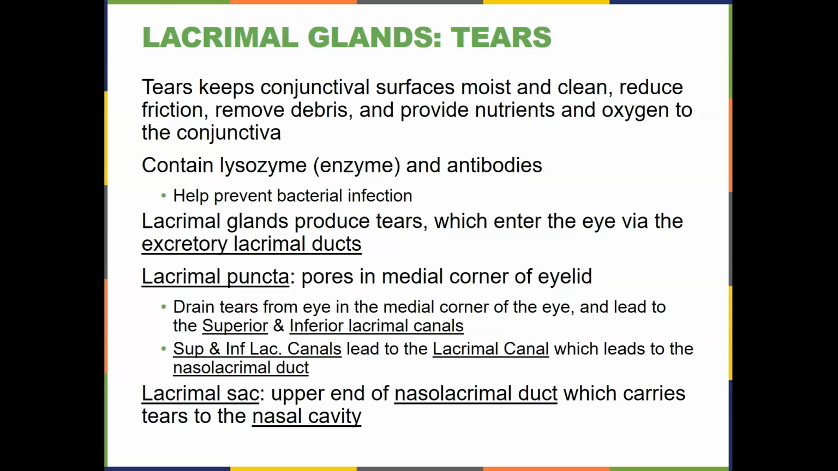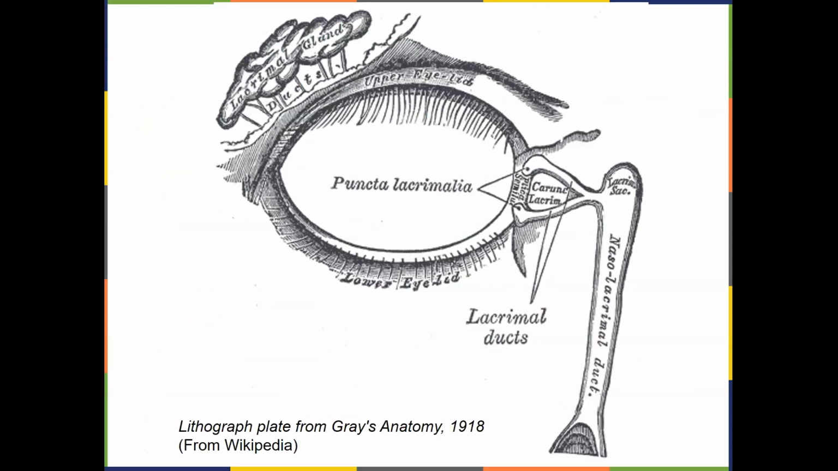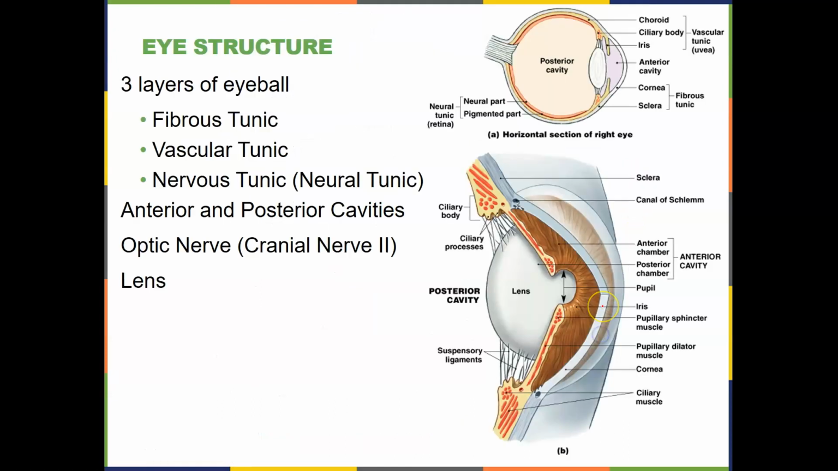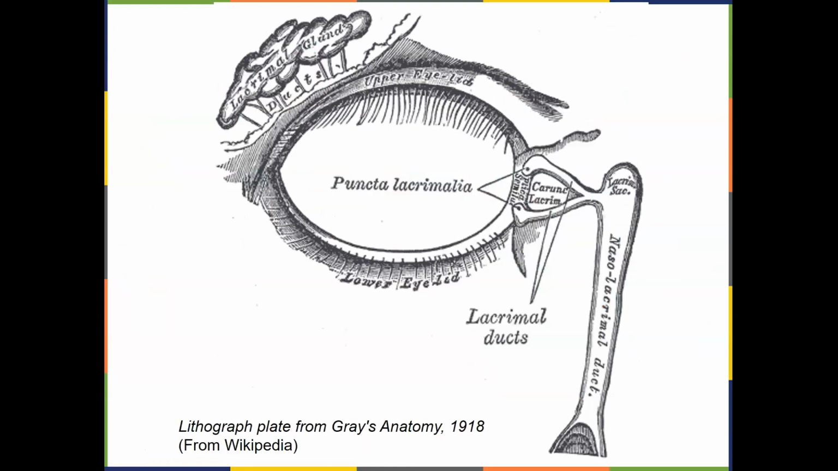The lacrimal sac itself, the upper end, is the upper end of the nasolacrimal duct, and that carries tears into the nasal cavity. So when our eyes tear up, or we're crying, or we're having allergies, those tears escape into the nasal cavity, and then you end up having a stuffy nose, right? So here are the lacrimal puncta. Here's the superior, the inferior, and they both attach to the lacrimal sac, which then goes down into, sorry about that, the sinuses.